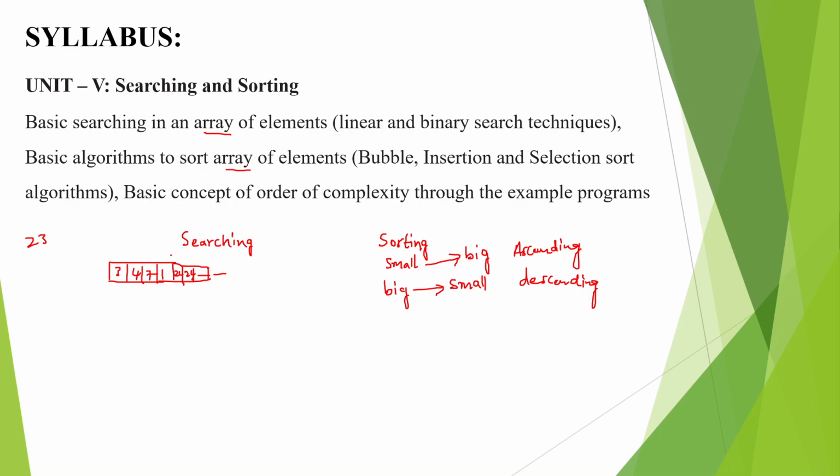So for searching, we have two types of algorithms. The first one is linear search algorithm, and the second one is binary search algorithm. Linear search and binary search.